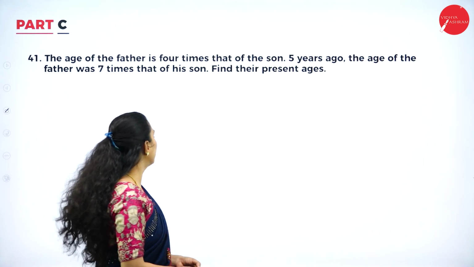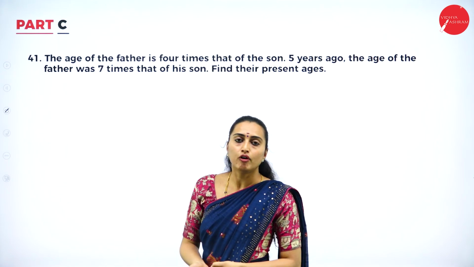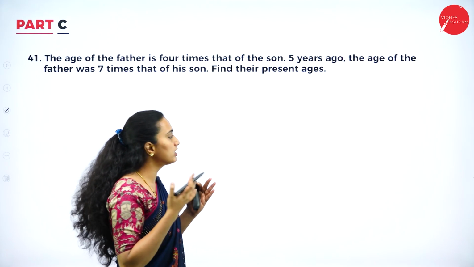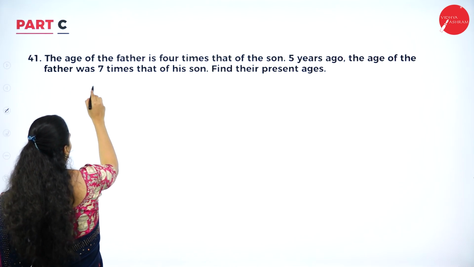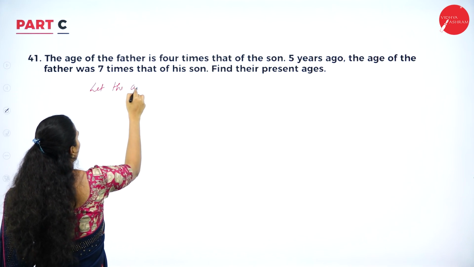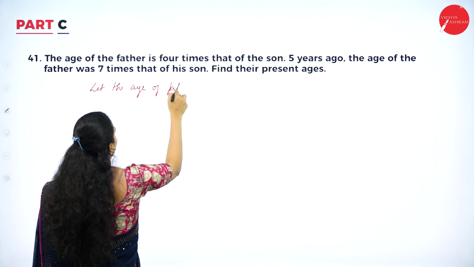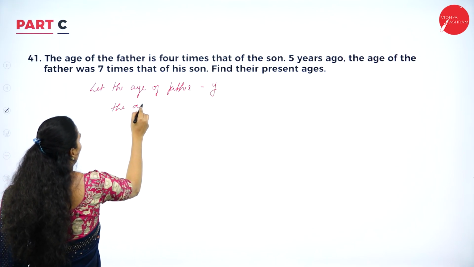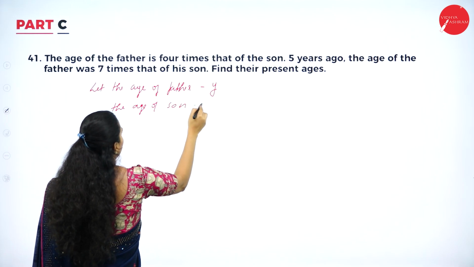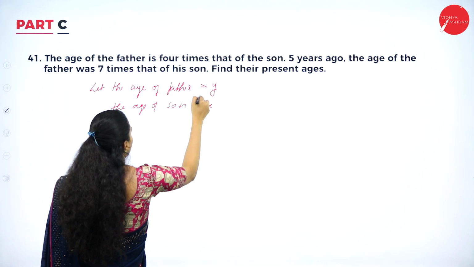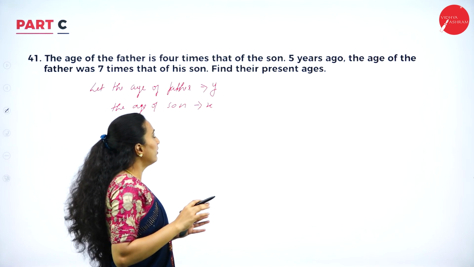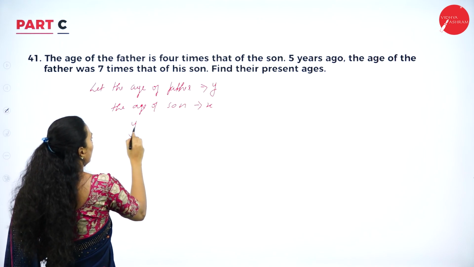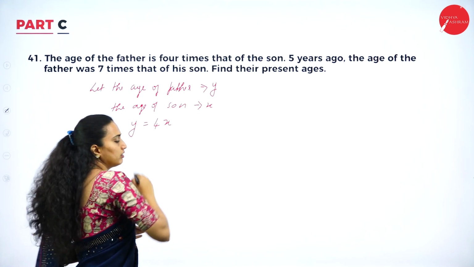Now we'll be moving on to the next problem. The question number 41. The age of the father is 4 times that of the son. So I'm taking here, let the age of the father be the unknown quantity y, and the age of the son, let it be x. So I'm assuming this. They have given the age of the father is 4 times the age of the son. That is the first condition.